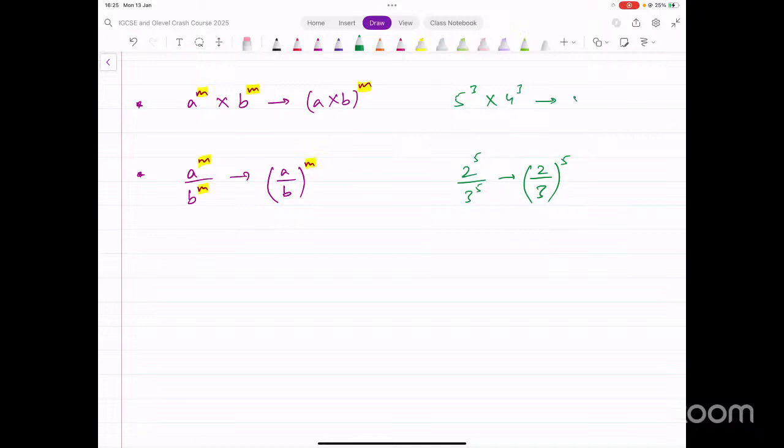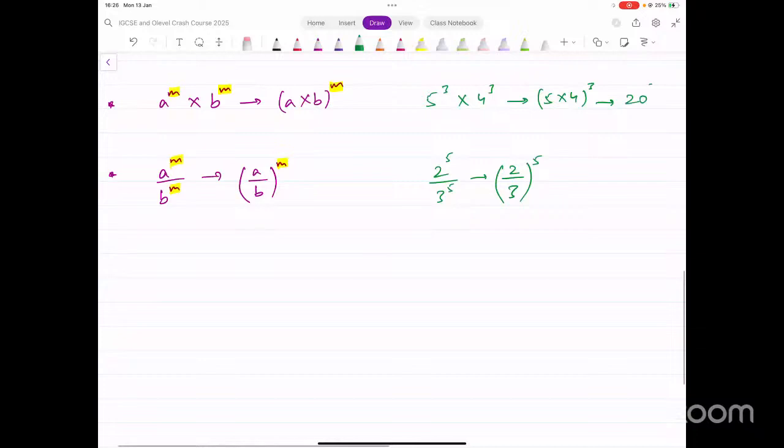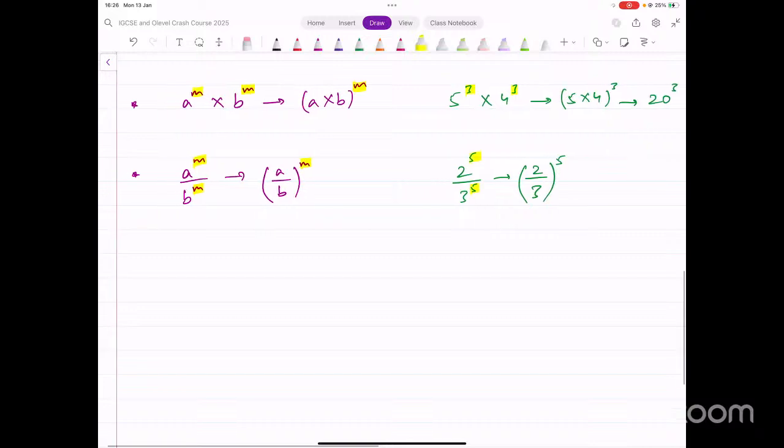That's the same thing as saying 5 times 4 whole raised to power 3, which means that's 20 raised to power 3. They mean the same thing. If the powers are the same, we can write it as a whole power. You can take the power common in a way. That's the next rule. In this case, again, you've got to be careful.